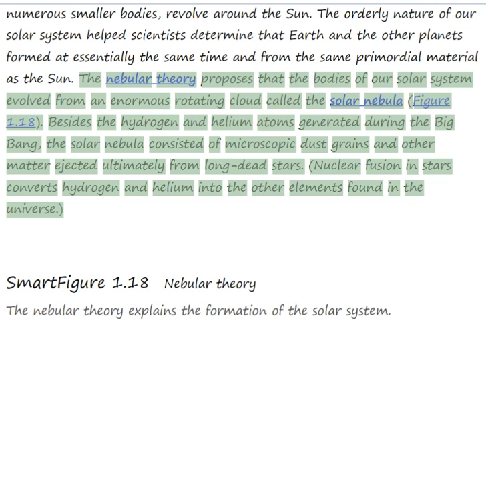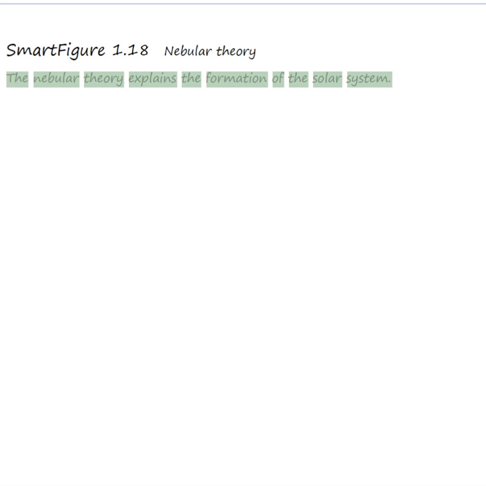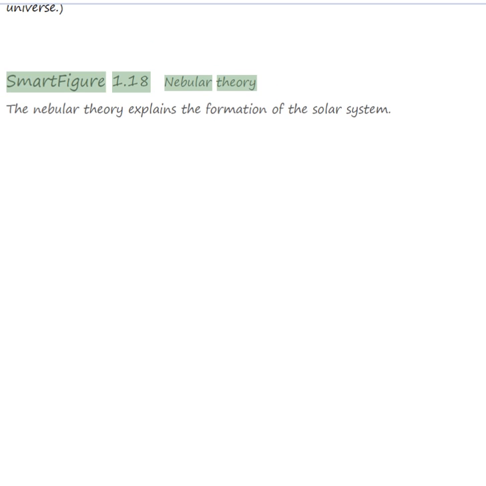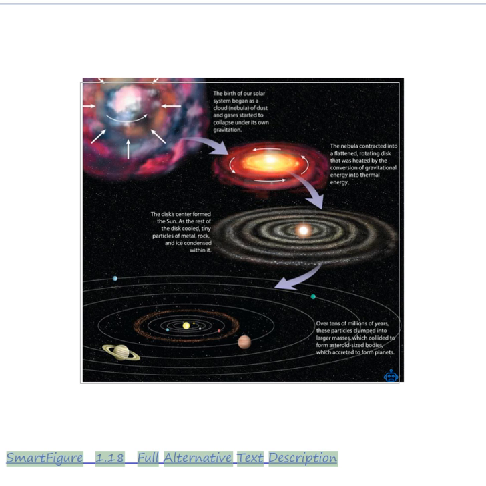The nebular theory proposes that the bodies of our solar system evolved from an enormous rotating cloud called the solar nebula. Besides the hydrogen and helium atoms generated during the Big Bang, the solar nebula consisted of microscopic dust grains and other matter ejected ultimately from long-dead stars. The nebular theory explains the formation of the solar system. Smart Figure 1.18 Nebular Theory. Smart Figure 1.18 Full Alternative Text Description. Watch Tutorial, The Nebular Theory.